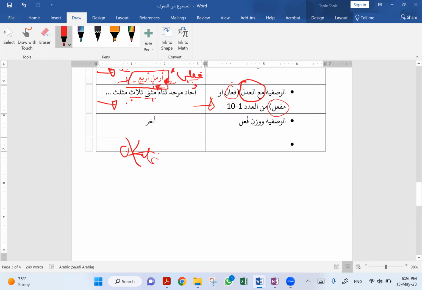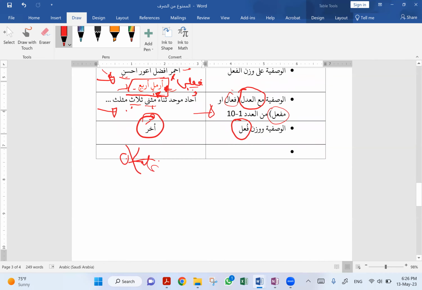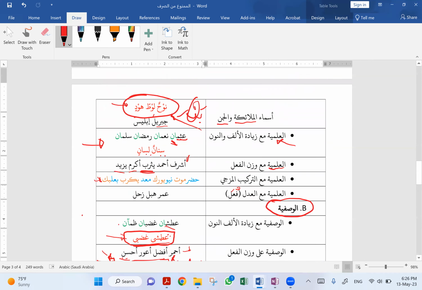Then the last one is a description in this pattern, أخر, and there's only one word that falls under this pattern, أخر. So it's a description and it falls under this pattern. It's ممنوع من الصرف, and it's only one word, this one. So you just have to remember this word, أخر, is ممنوع من الصرف. And that's basically ممنوع من الصرف.